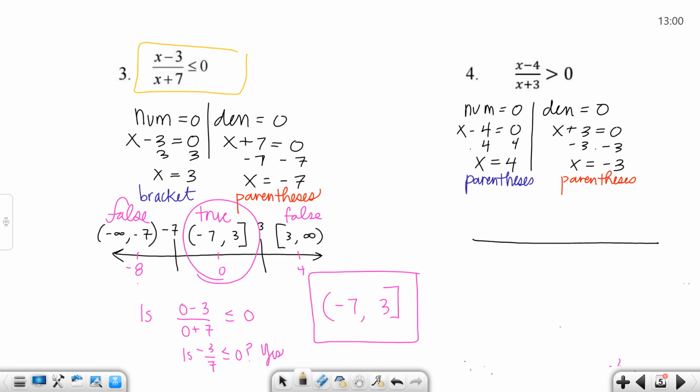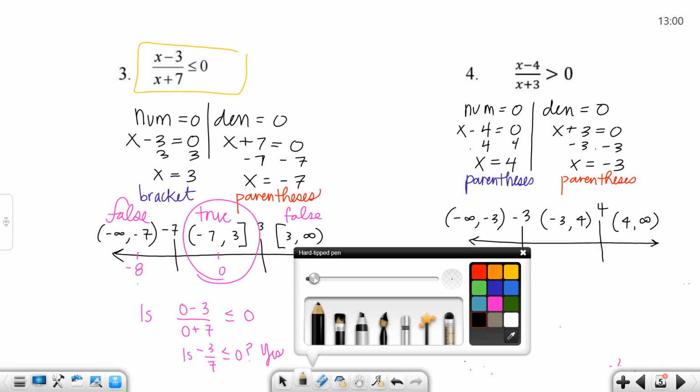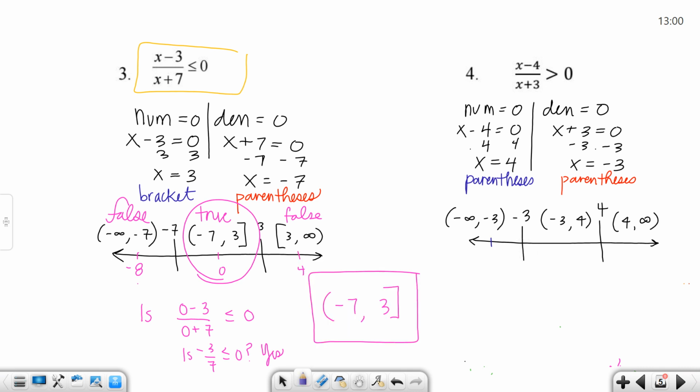Okay, so I'll put these numbers on the number line. Remember, the negative number has to be to the left of the positive number. This is going to go from negative infinity to negative 3, parentheses, negative 3 to 4, parentheses, and 4 to infinity. A number I can choose out here might be negative 4. In the middle, I could choose 0. 0 is not always in the middle, but it was in these examples, and 5 on this side.